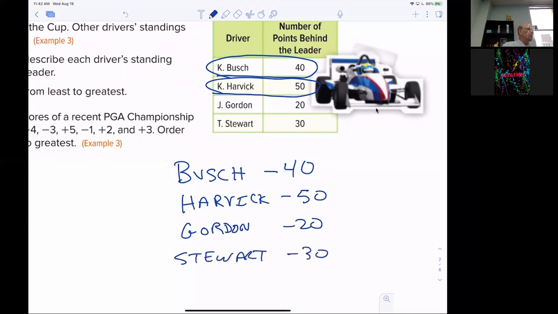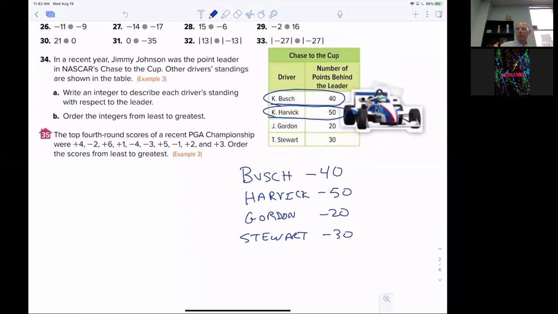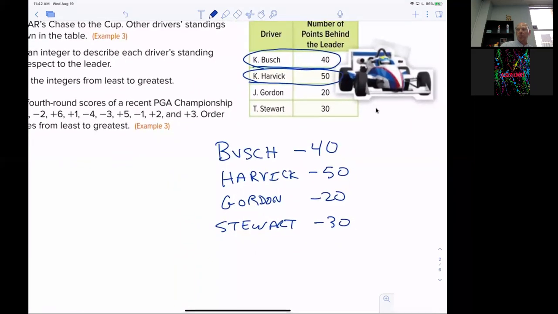Yeah. That's it. Then it says the next one is to write them in order from least to greatest. So which one of those is the smallest? That's right. Negative 50, negative 40, negative 30, negative 20. How's that? All right. Everybody good?